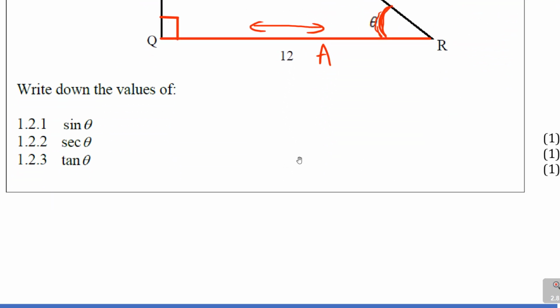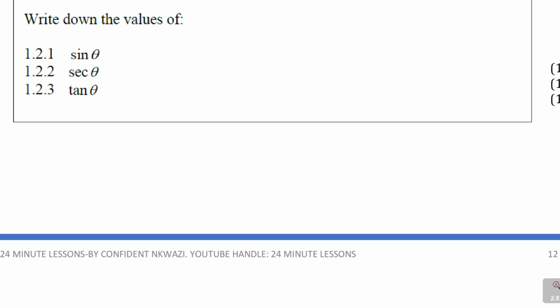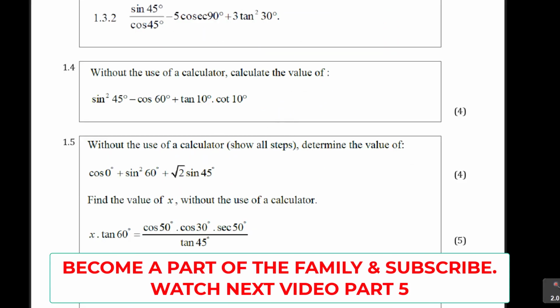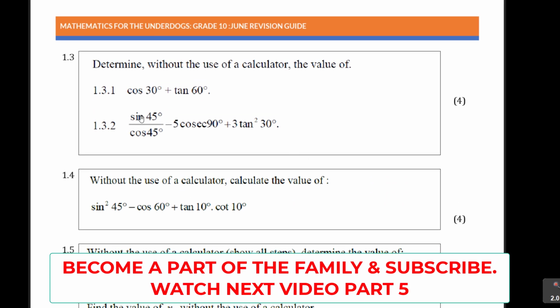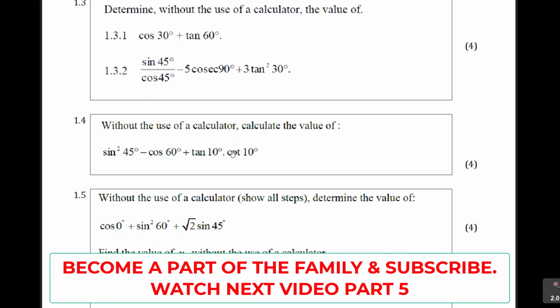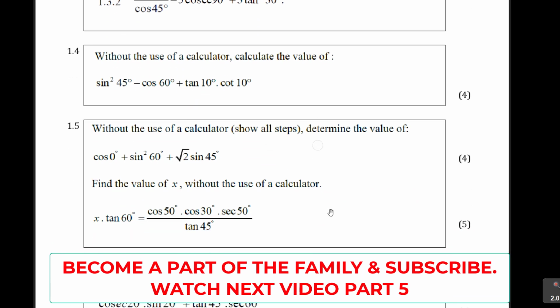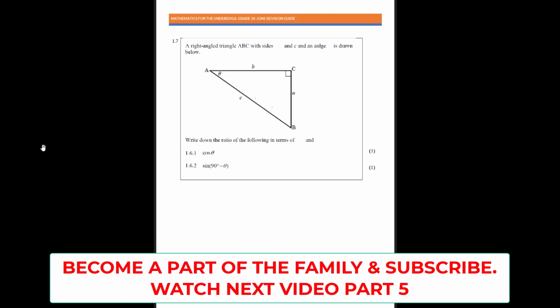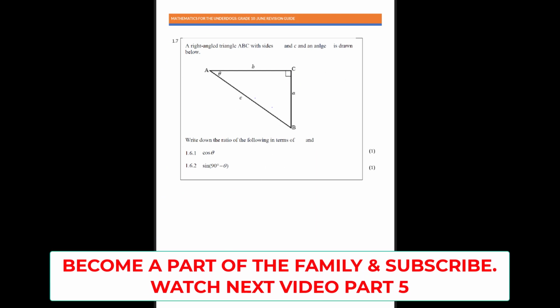So guys, I'm going to come back to this section. As I said, there's quite a lot that I need to show you. Look at this. We're going to be simplifying this in lesson number 2. It says determine without the use of a calculator. Simplify without using a calculator. That is the first part. I come again here, show you again how to solve this.